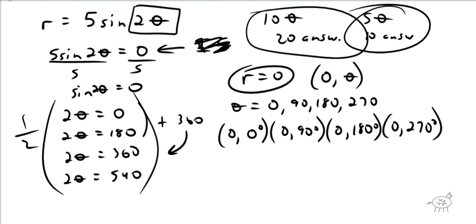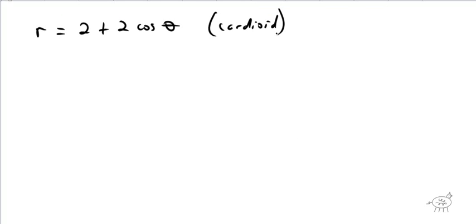Okay, I want to do one last problem here, math fans. What about this one? R is equal to 2 plus 2 cosine of theta. Well, what is that? That's certainly not a rose anymore. It's a cardioid. Or a nice little heart. How romantic. So you're going to do the same thing. You're going to set r equal to 0. So let's do that. It's 2 plus 2 cosine of theta equals 0. And then I got to solve for it.